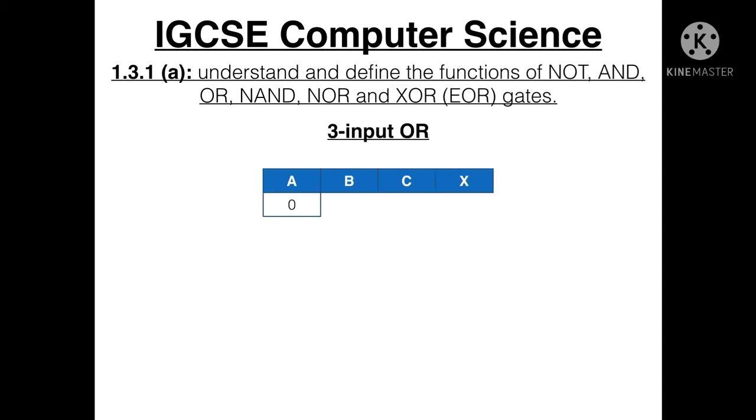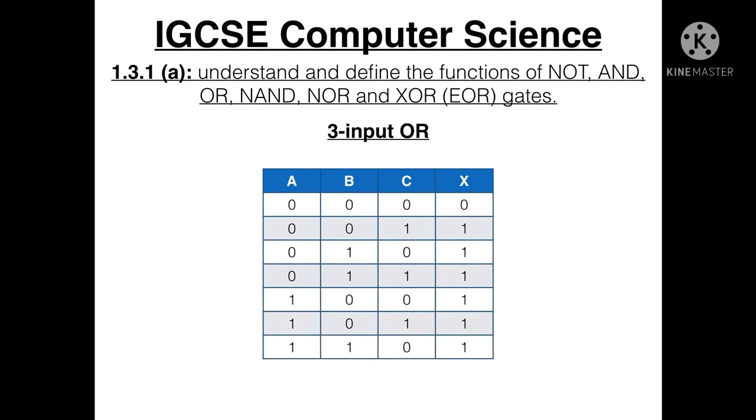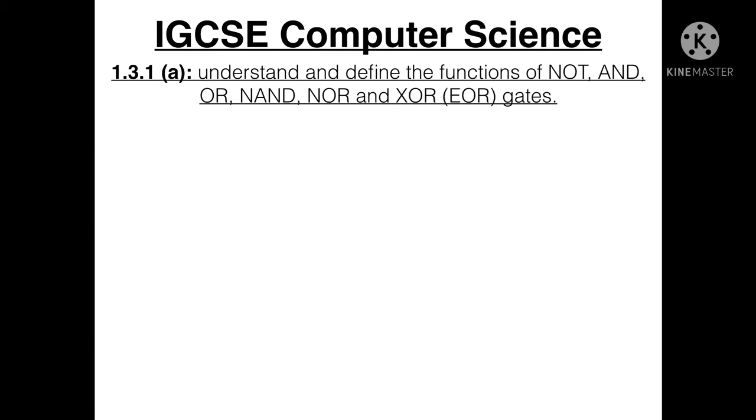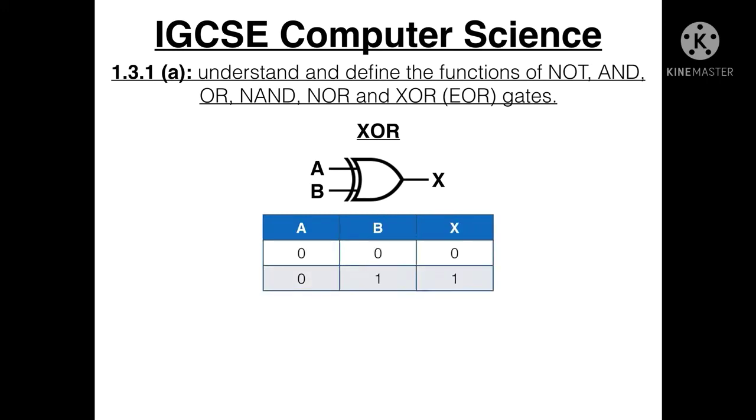So 3-input OR would look something like this. Remember that any input, 1 or more inputs, can be 1 in order for x to be 1. So it looks like that. So the XOR gate, as you may have guessed, would look something like this. This is, of course, the gate itself, and the truth table looks like this.